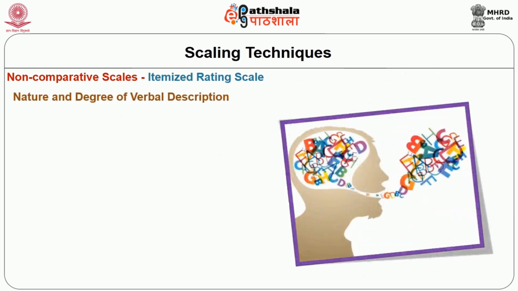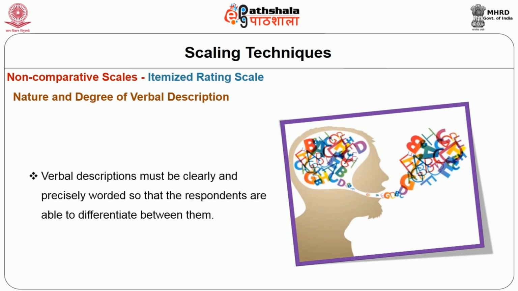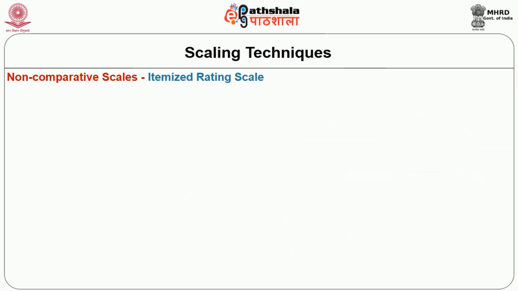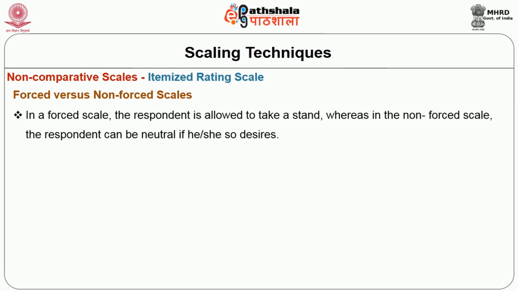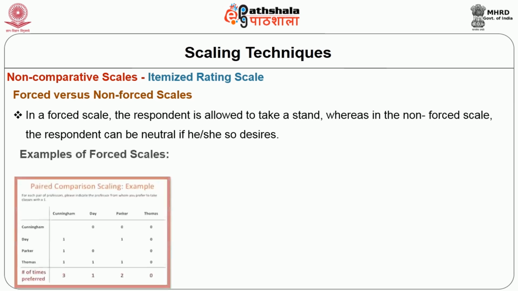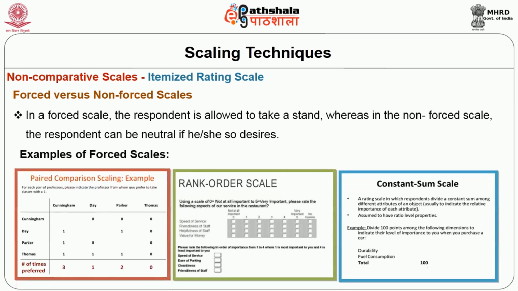Next is nature and degree of verbal description. Verbal descriptions must be clearly and precisely worded so that the respondents are able to differentiate between them. Next is forced versus non-forced scales. In a forced scale, the respondent is allowed to take a stand, whereas in the non-forced scale, the respondent can be neutral if he or she so desires. Paired comparison scale, rank order scale, constant sum rating scale are examples of forced scales.